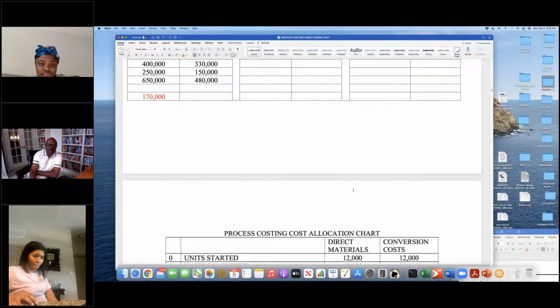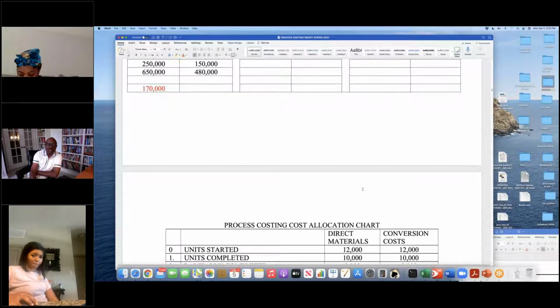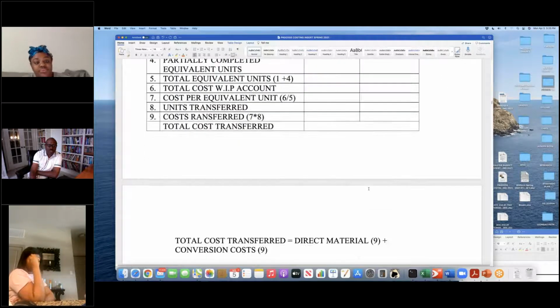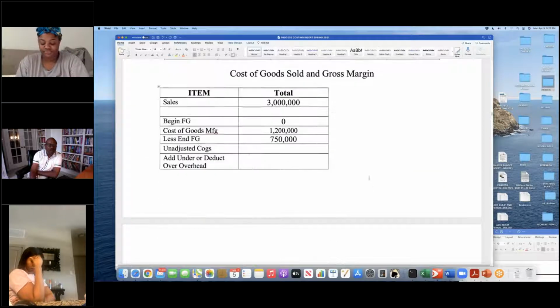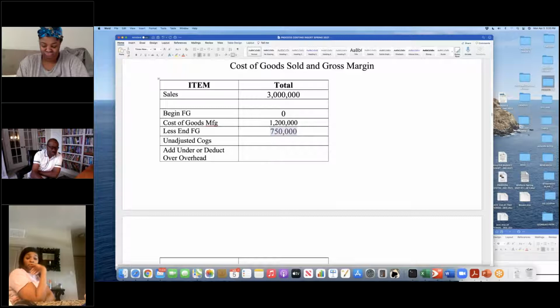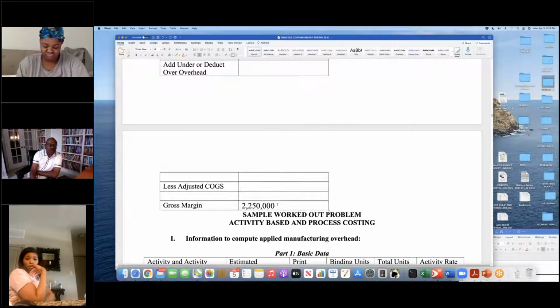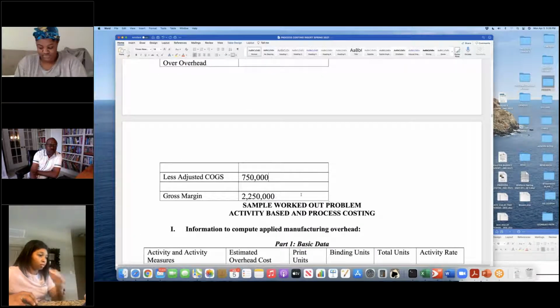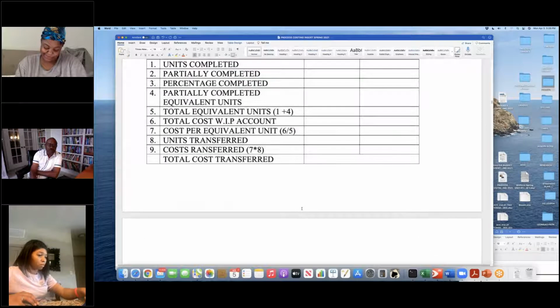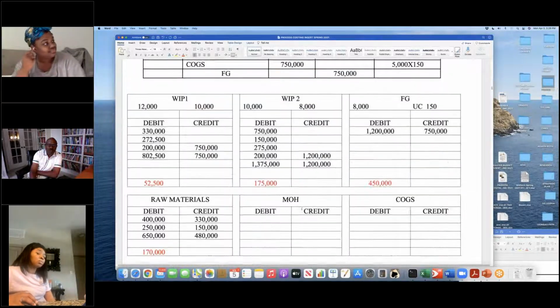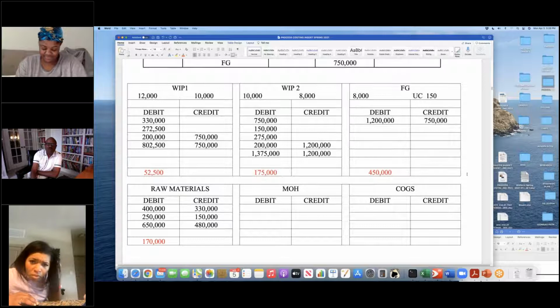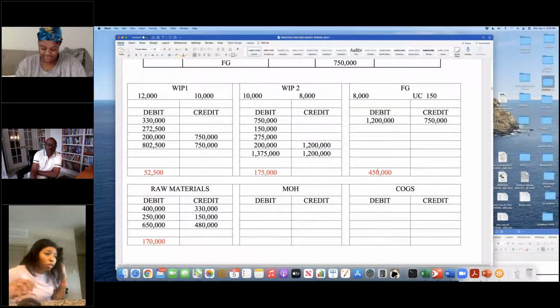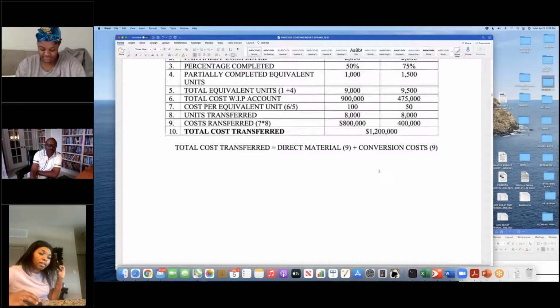Is that what we'll do, Professor? That 1,200,000. Okay, the cost of goods sold, 750,000. So down there. So what would we put for up here? 750 gives you 2,250,000. Well, if you go to the T account, which I just did, what do you have in finished goods? 450. Oh yeah. But you would have got the same if you just subtract them.